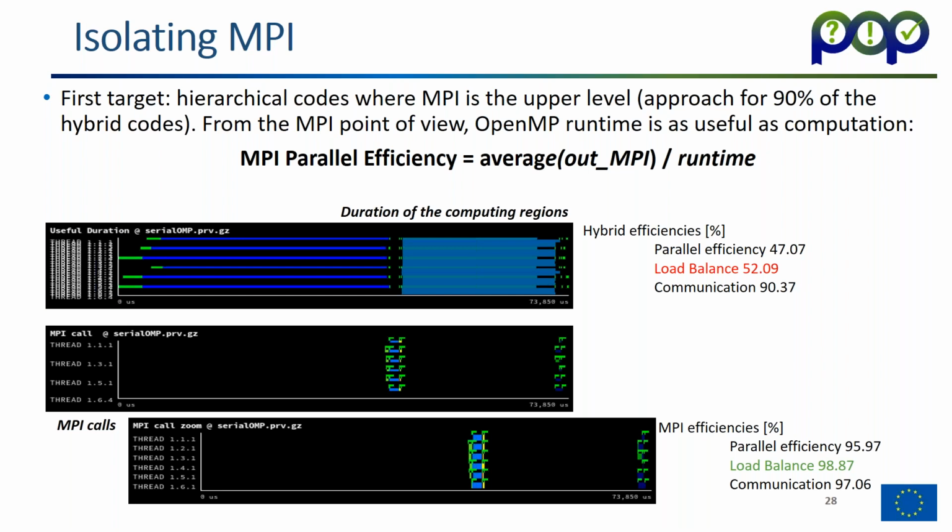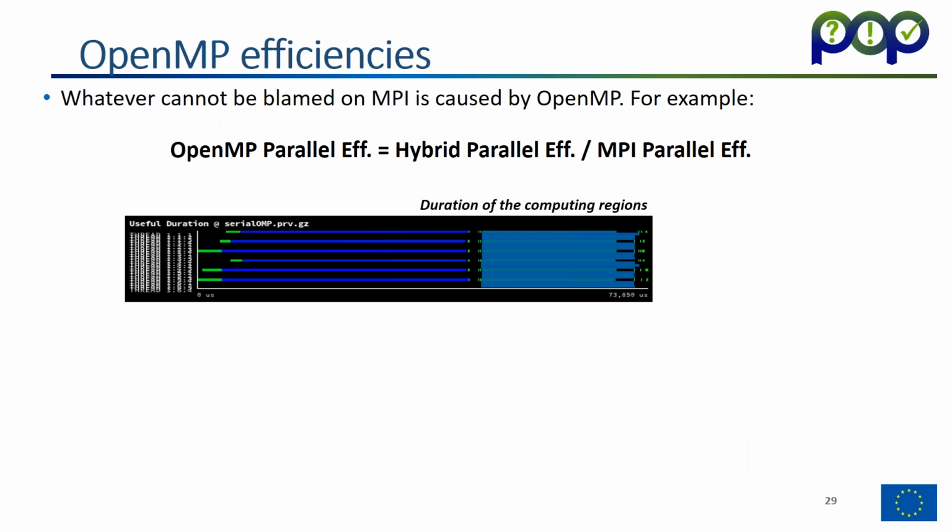So from that, I will say, well, if I have a problem of load balance at hybrid level and it does not happen in MPI, that should be OpenMP. And this is the approach I use to compute the OpenMP metric. Basically, I will say that any inefficiency that cannot be justified by MPI, but that is identified at the hybrid level, is caused by OpenMP. So I can compute any of the metrics for OpenMP by dividing the hybrid efficiency by the MPI efficiency.